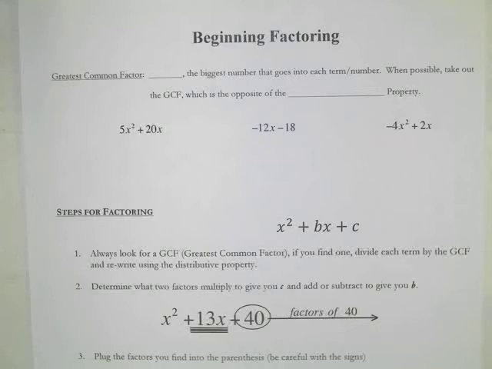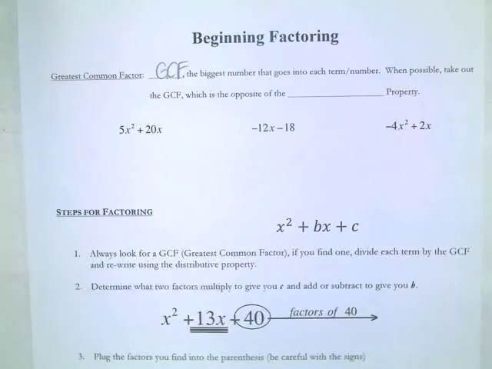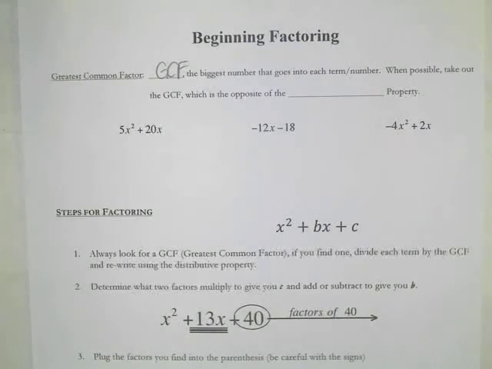This is just reviewing factoring and making sure you have a good understanding of how to factor basic problems. The first thing you need to know is what the GCF is. That's the greatest common factor. It's the biggest number that goes into each term slash number. When possible, it's important to take out the GCF.